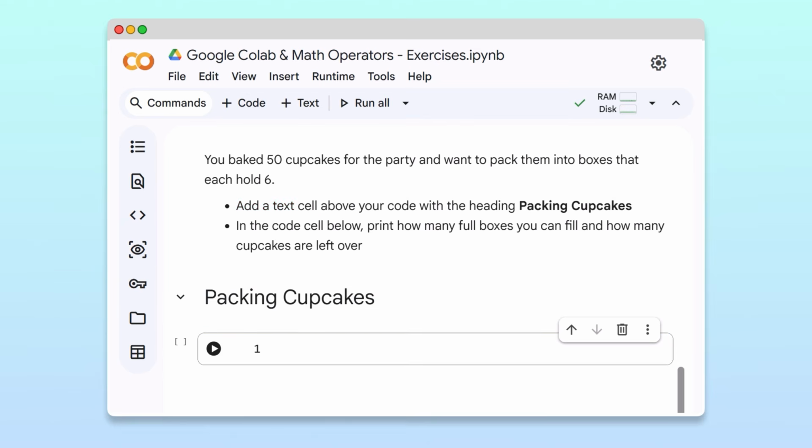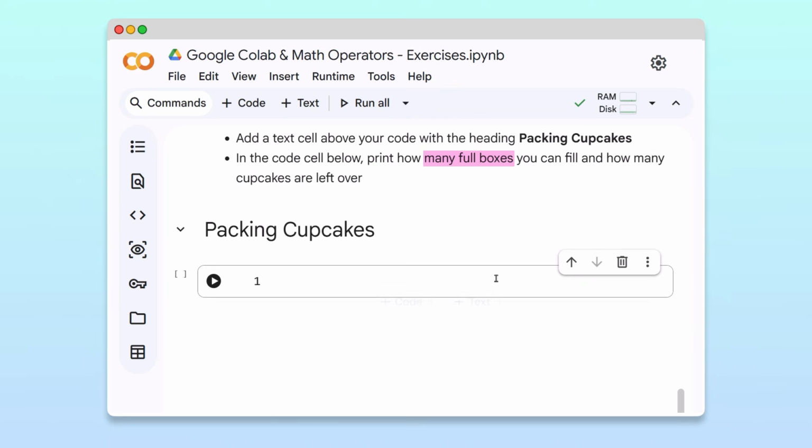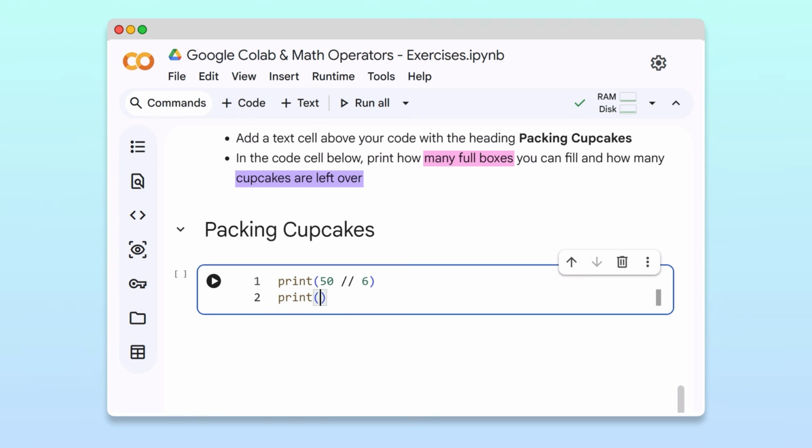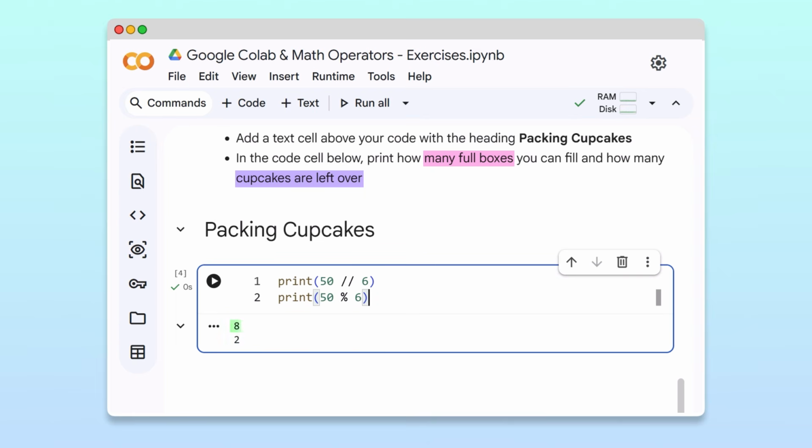Now for the code. To find how many full boxes we'll have, we can use floor division. That gives us how many times 50 can be evenly divided by 6, ignoring any remainder. And to find the leftovers, we use the modulus operator, which gives us the remainder after 50 is evenly divided by 6. Running the cell, we get 8 and 2. This means that we can fully fill 8 boxes with 2 cupcakes left over.